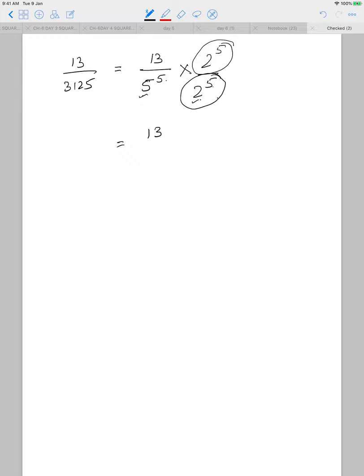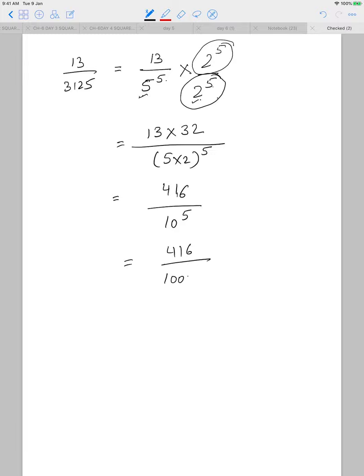So the numerator is 13 into, now what is 2 to the power 5? It is 32. Divided by 5 to the power 5 into 2 to the power 5. I can write it as 5 into 2 raised to the power 5. And that gives me 416 in the numerator, divided by 10 raised to the power 5, which is equal to 416 divided by 1, 2, 3, 4, 5 zeros are there, or even if you don't write it this way, this is okay.